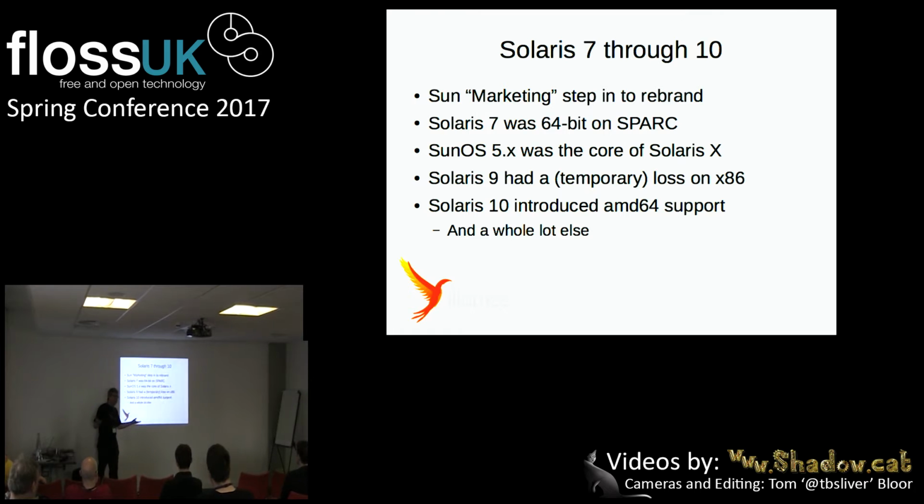So they dropped the 2 point off the beginning. But still, SunOS 5.x was Solaris X. Solaris 7 was 64-bit on SPARC. There was this little interregnum in Solaris 9 when somebody in management decided that they didn't need to support x86, despite having just spent $2 billion buying Cobalt, an x86 server manufacturer. Interesting logic going on there. But the engineers were running it on x86 anyway, so they just carried on regardless. It wasn't shipped, but it was built every build.